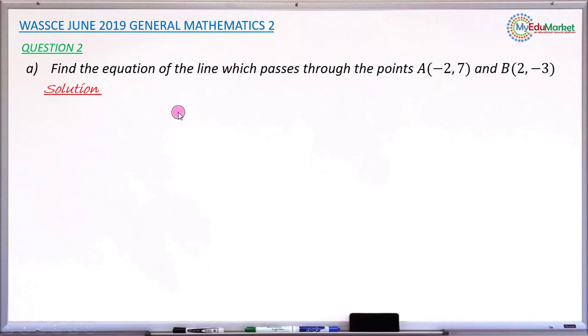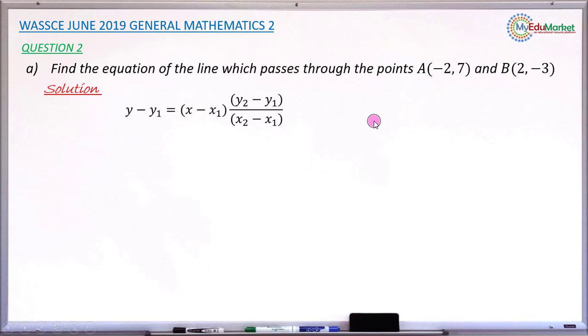Solution to this very problem, what you do first is to write the formula to determine the equation of a line that passes through 2 points when the coordinates of the 2 points are given. That formula says y minus y1 equals x minus x1 in one bracket, multiplied by the fraction y2 minus y1 all over x2 minus x1. This is the formula in which we now replace the y1, x1, y2, x2. What we have in the end will be the equation of that line that passes through the 2 points.